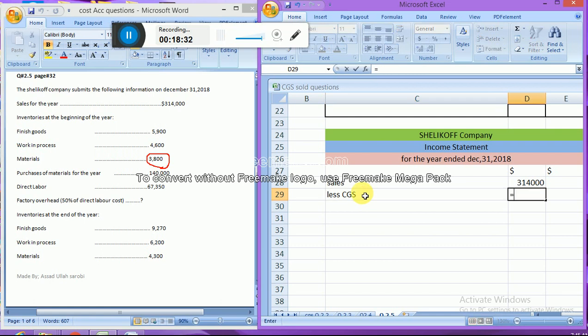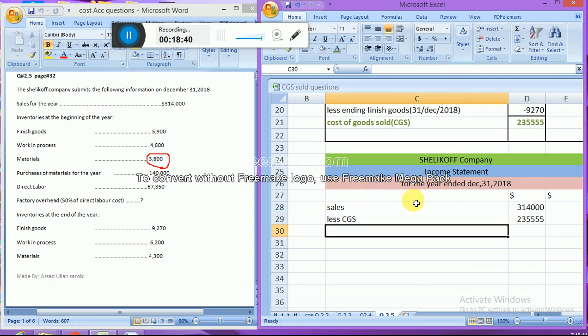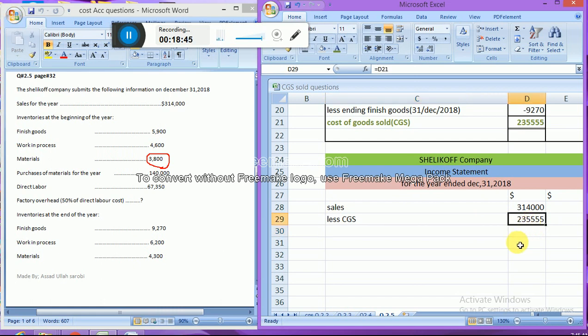How much is the COGS now? Look at this, this is our COGS, 2,35,555. Look at the goods, which cost us 2,35,555. We sold these goods for 3,14,000.